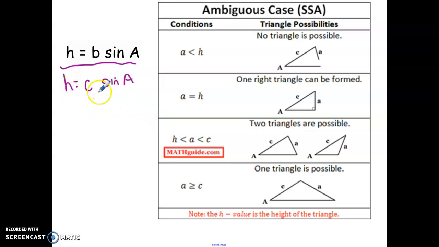If h is equal to our a, then it's a right triangle and you can solve it using SOHCAHTOA like you did in geometry. If a is less than h, it's not possible to have a triangle. If a is between h and c, it's possible to have two triangles. And if a is greater than or equal to c, it is only possible to have one triangle. So we have a few cases here. We're going to look at the first one and the last two here, because you can solve a right triangle.